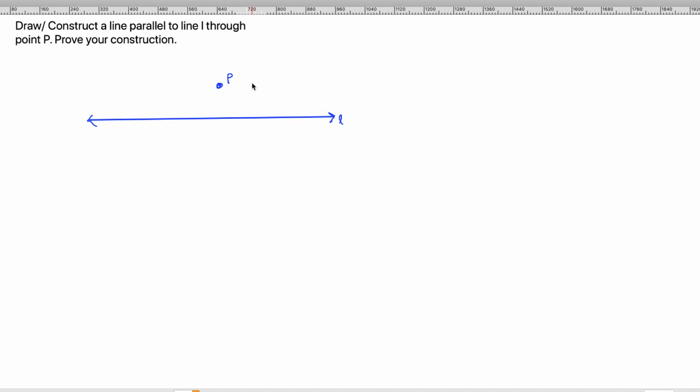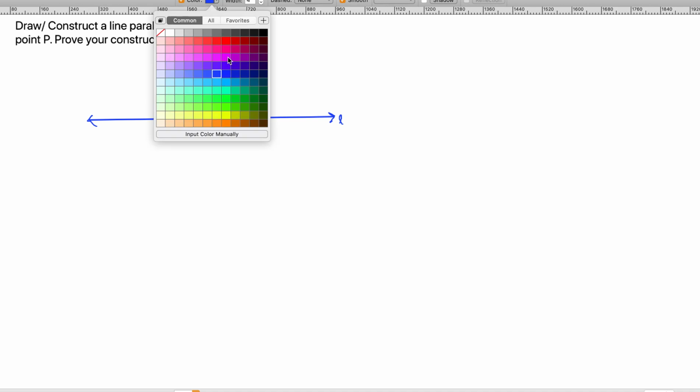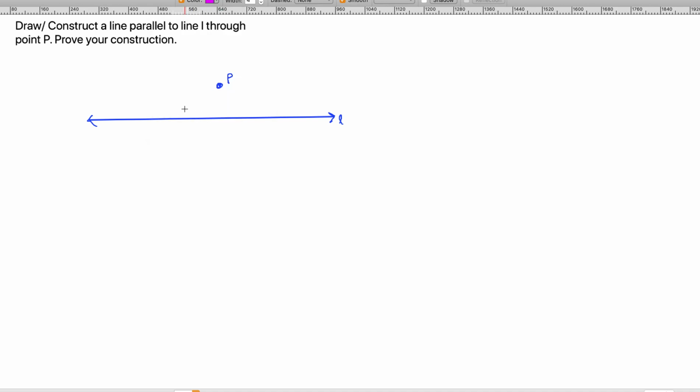Construct a line parallel to line L through point P, and then we're going to prove our construction. So the first thing you want to do is use a straight edge. You pick any point on L to the left of P, don't make it directly beneath P. Call it point A, and you draw a straight line through P.